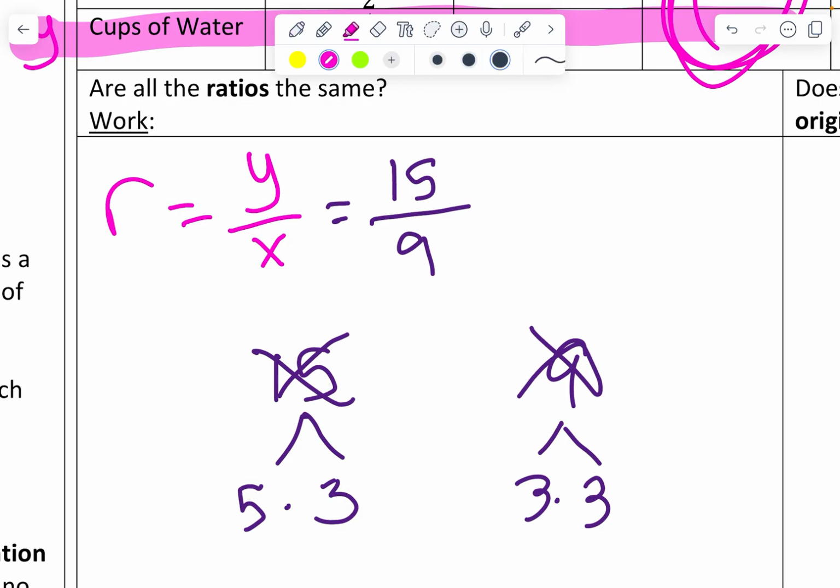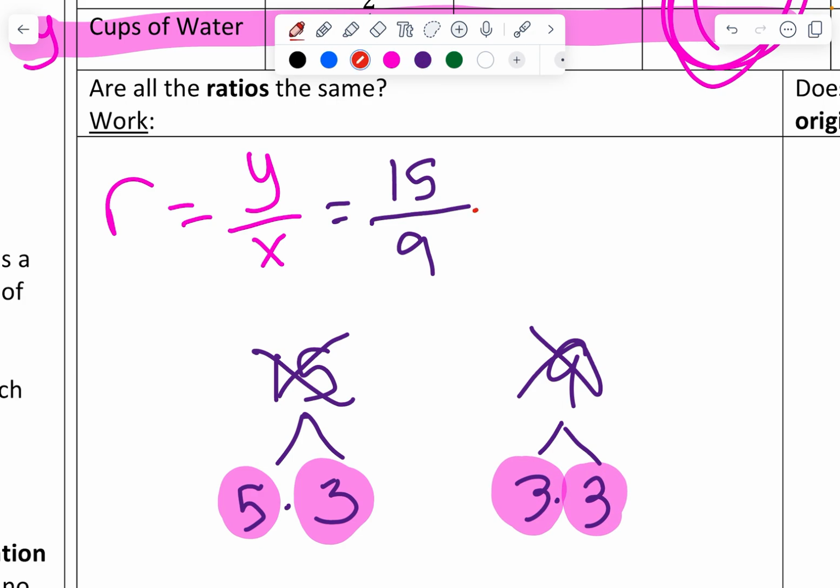Okay. I got a 3, I got a 5, a 3, and a 3. Make sure you put them with the right one. So 15 was 5 times 3, or 3 times 5. And then 9 is 3 times 3.